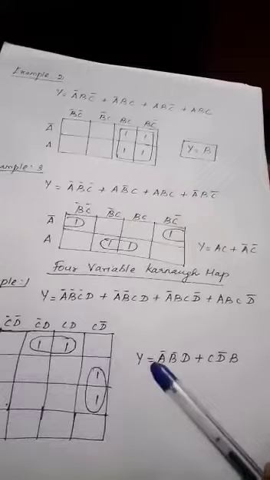Okay, so we have plotted and we want to encircle like this. So we have encircled, and the final answer is y is equal to A bar, B, D plus C, D bar, B. Okay, so this is the simplification using the 4 variable Karnaugh map.